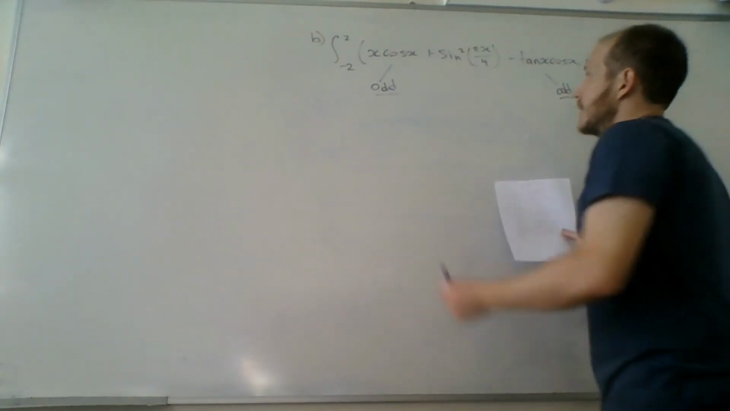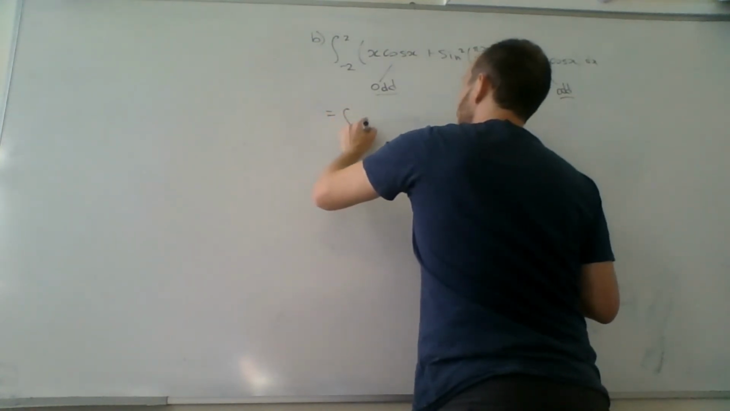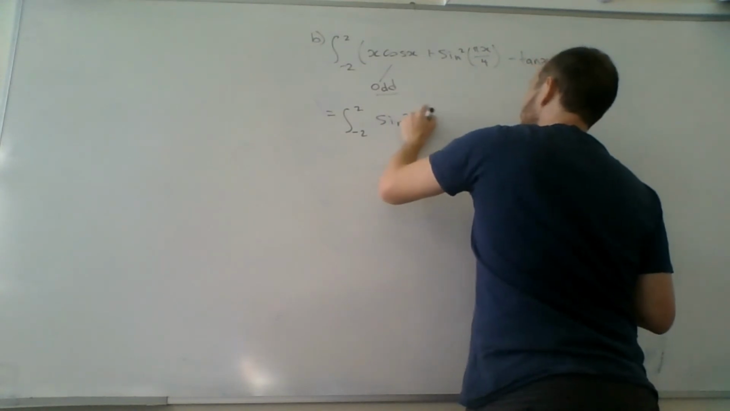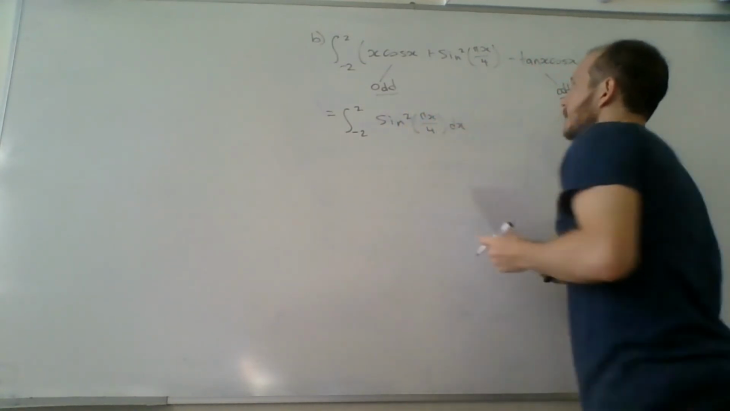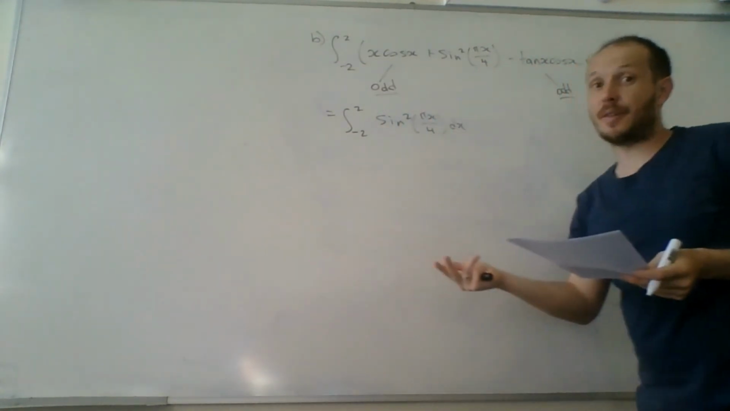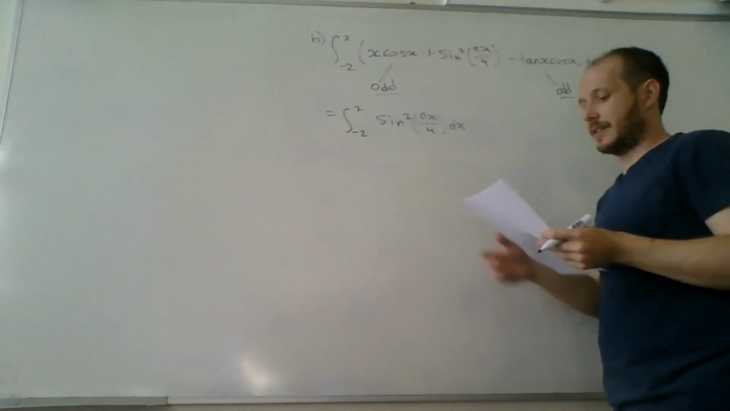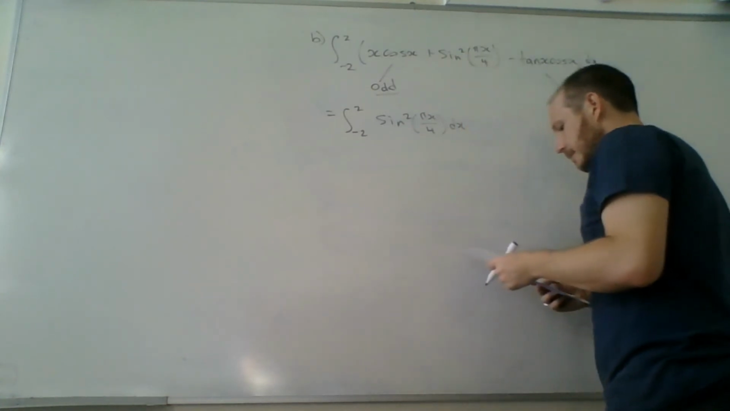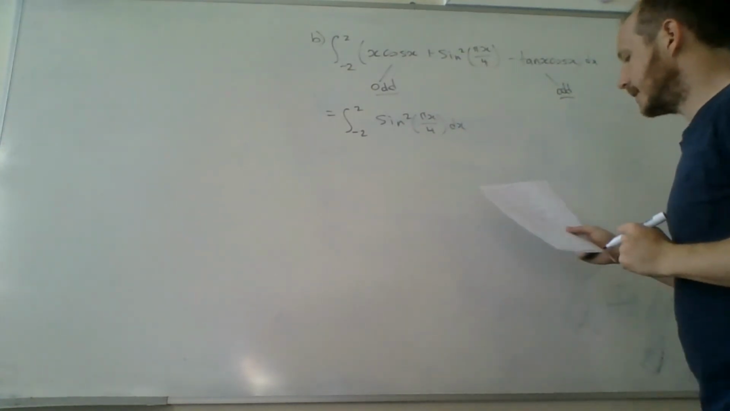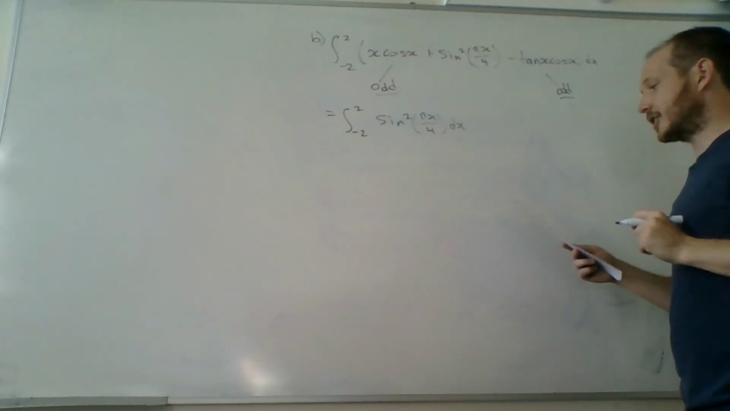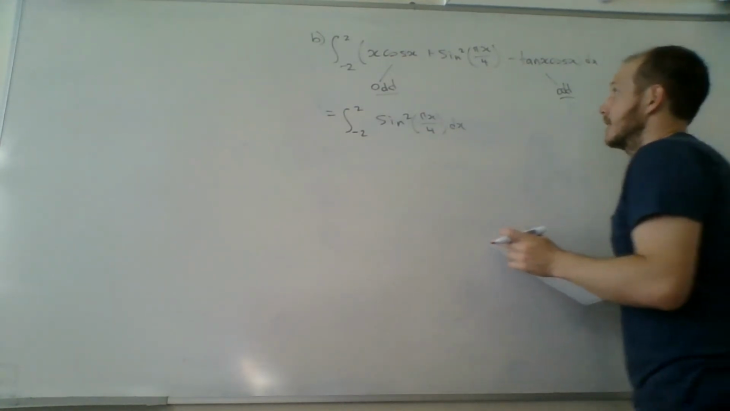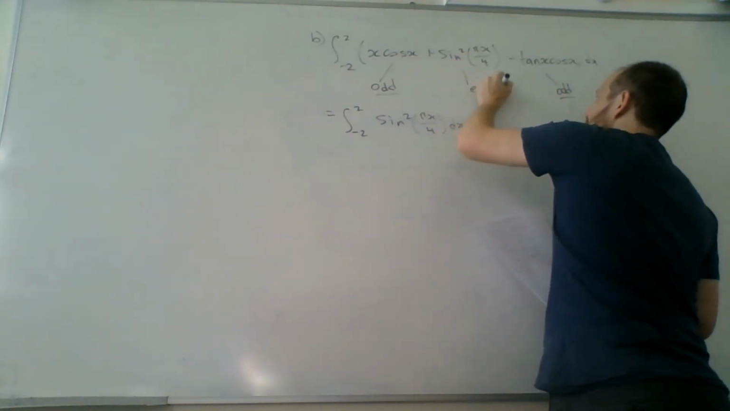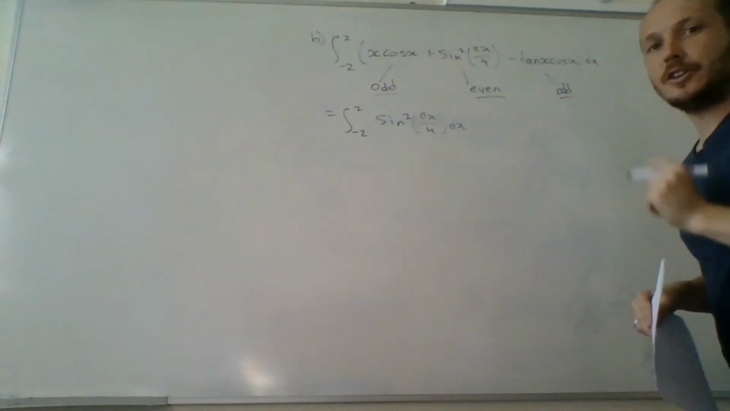So what that leaves us with is this integral is simply the integral from minus 2 to 2 of sine squared pi x on 4 dx, because these two integrals are just 0. So now we just need to integrate this. Now to integrate this one, if you test this one, you actually find that this function is actually even. Okay? So this one here is even. Alright? And again, you can check that.